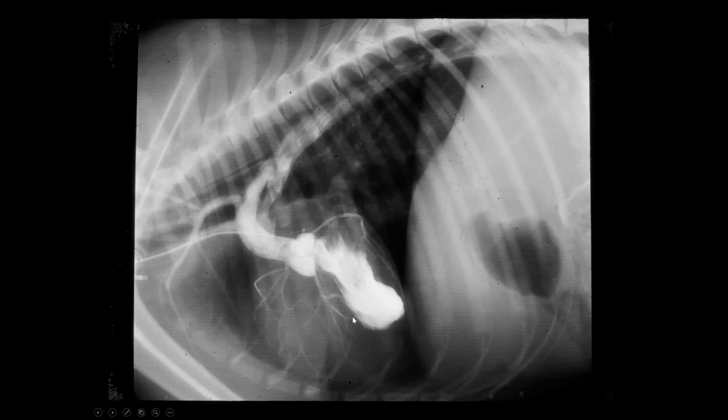Again, surgical fixation is not possible. I'm not going to waste any time. This is just some contrast examples you can look at of a dog that has a reverse PDA.